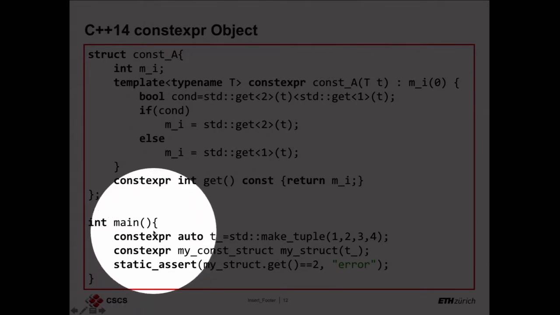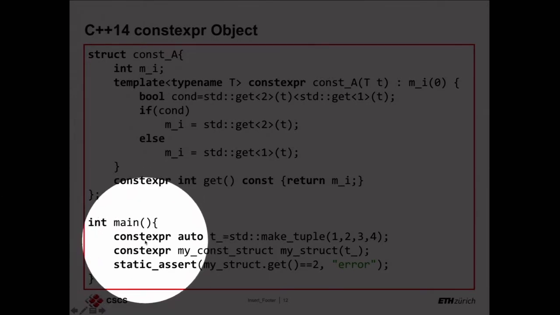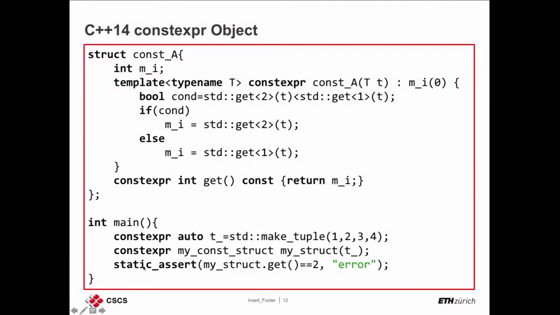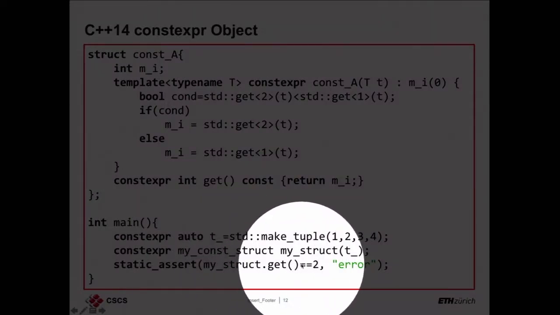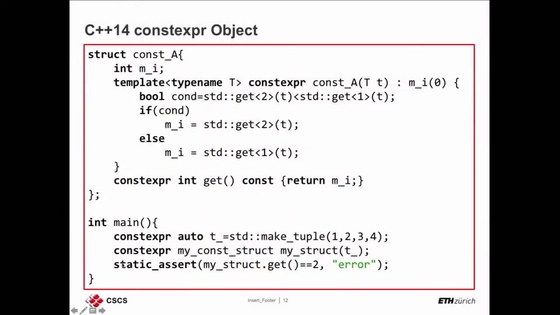Writing constexpr here is actually essential, right? Because I'm telling the compiler this is code that has to be evaluated at compile time. And then I can check that my struct.get is equal to 2 at compile time. If I write this code, nothing is actually produced in the output. This is all computed at compile time by the compiler. So basically, the only restriction is that data members have to be initialized in there.